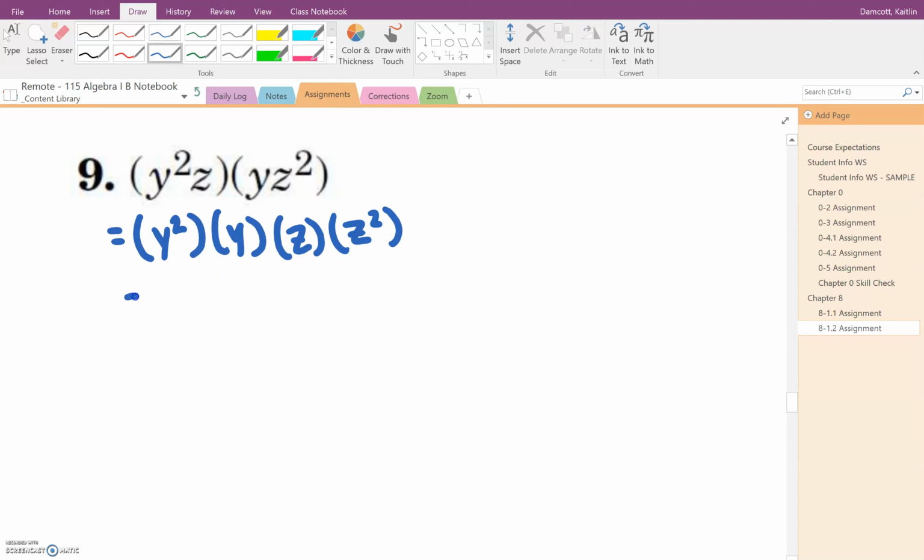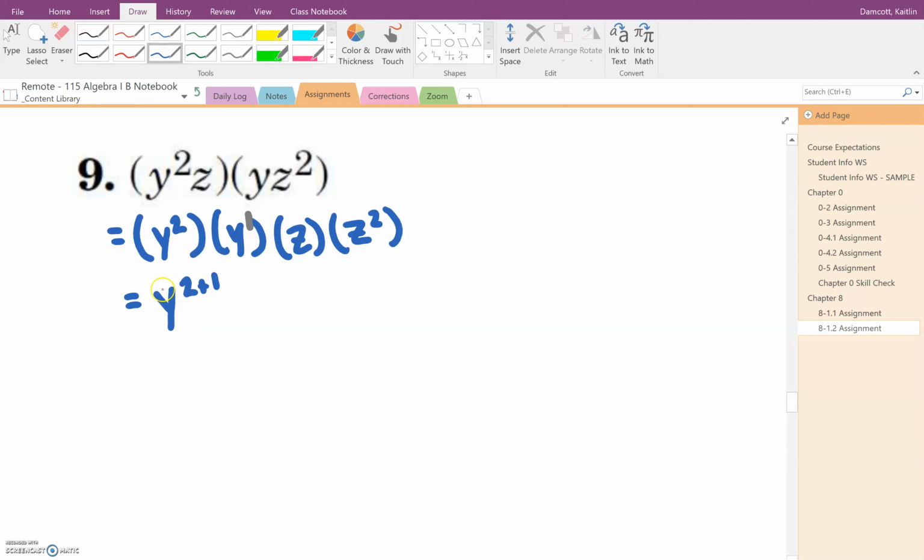Once you have the order switched up and your y's are together and your z's are together, you have to think, okay, I know that I am multiplying. That's what the parentheses are telling us to do. So I keep the base, and then I want to add my exponents. Now, when I look at the y by itself here, there is no exponent written, but we need to remember that that just means that there's a phantom 1. So we're going to do 2 plus 1.